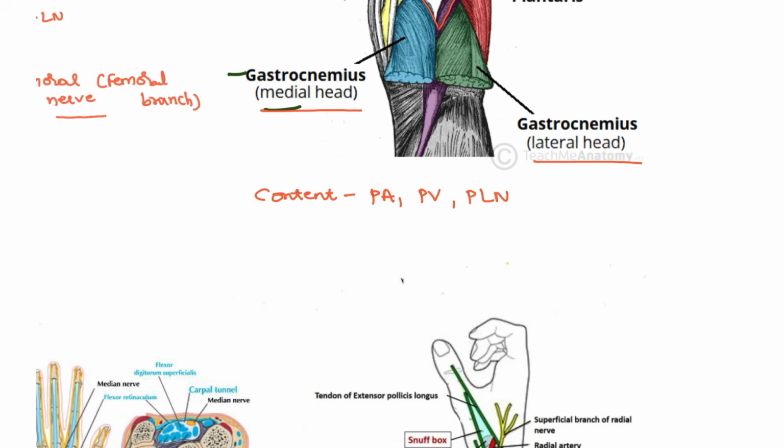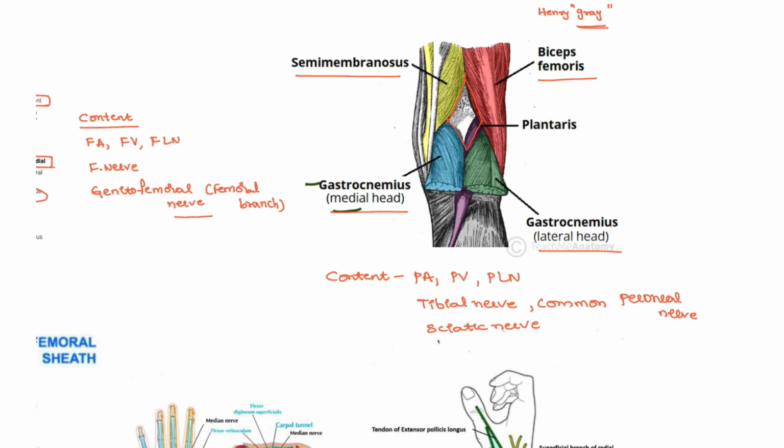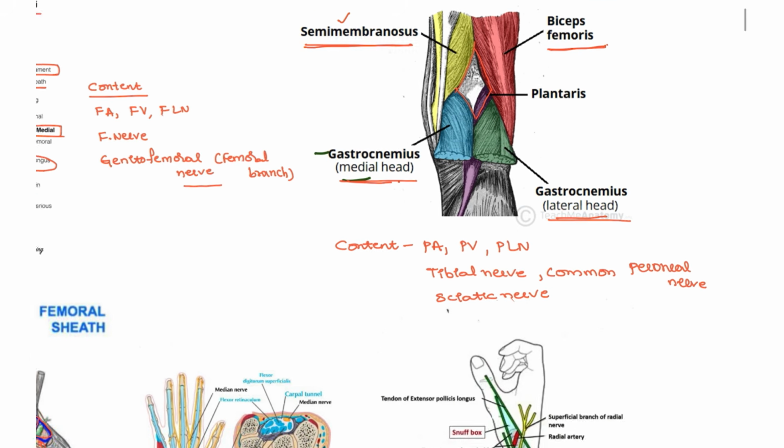And what are the nerves that are important? That is our main question. So we have the tibial nerve and also the sciatic nerve, and most importantly, we also have the common peroneal nerve. These are the nerves that are present in this popliteal fossa. And what are the boundaries? On the medial upper border, semimembranosus; on the lateral upper border, biceps femoris; and the medial and lateral lower halves are the gastrocnemius muscles.